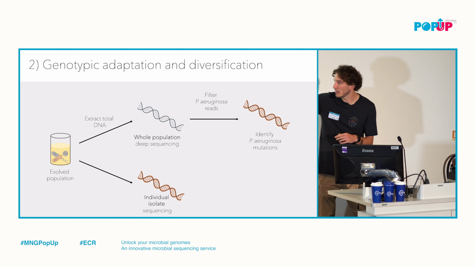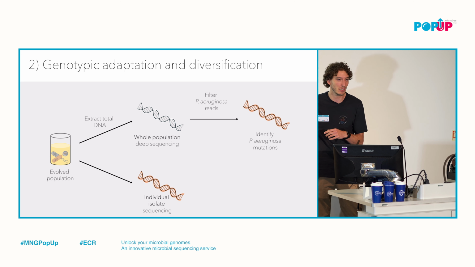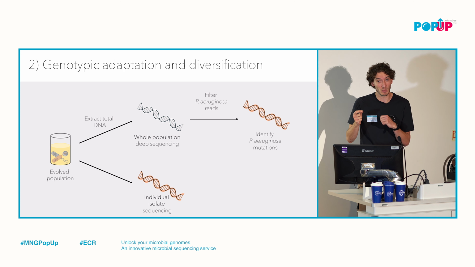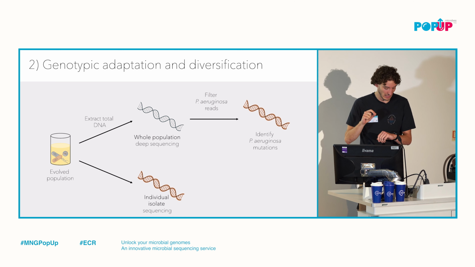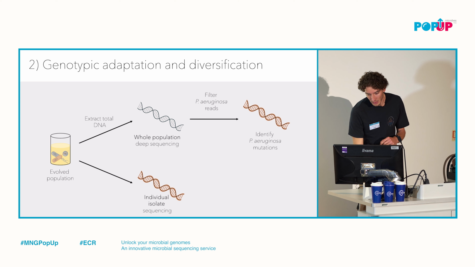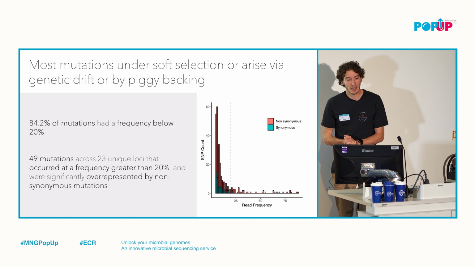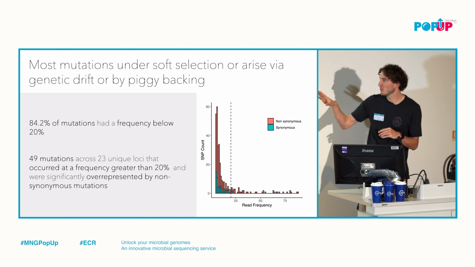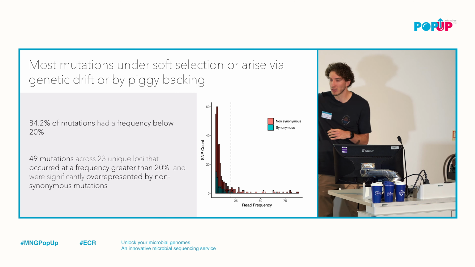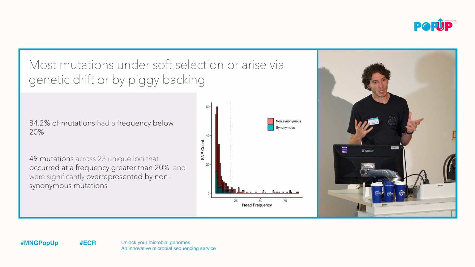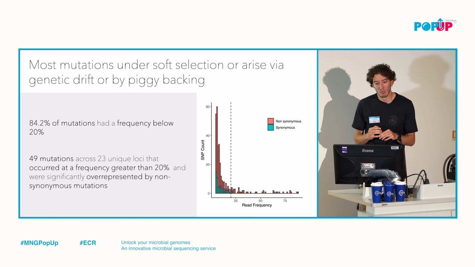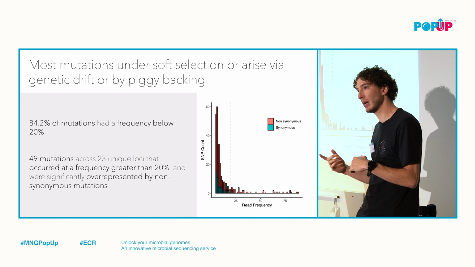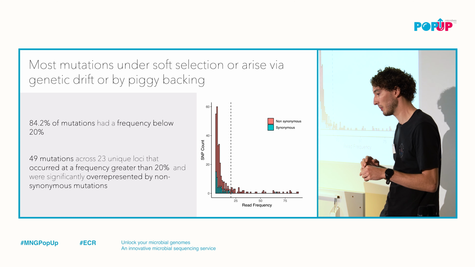But then I also took those individual isolates, those 12 individual isolates, and individually isolated them as well, so we could get linkage between mutations and specifically link phenotypes to genotypes. So when we did the deep sequencing, it showed that most of the mutations were very low frequency within the population. So 85% occurred below 20% frequency, suggesting that most of the mutations that arose within this evolution experiment were potentially under soft selection or arose due to genetic drift or by piggybacking on more beneficial mutations within the population.